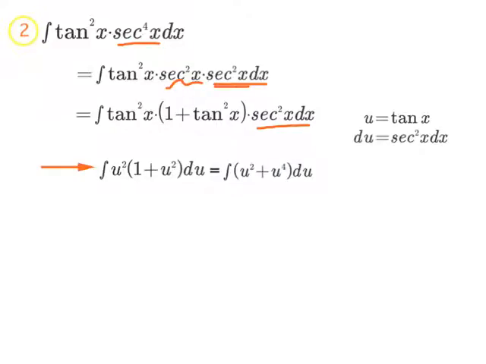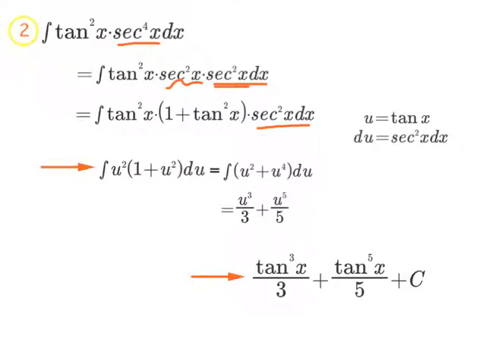So if I distribute, I have the integral of u squared plus u to the 4th du, which gives me u cubed over 3 plus u to the 5th over 5. If I sub back in, I should end up with tangent cubed x over 3 plus tangent to the 5th x over 5 plus c. Okay, let's look at another example.